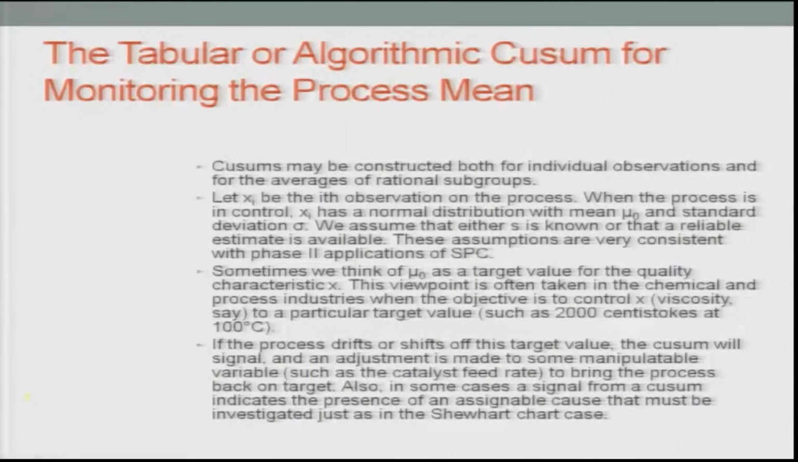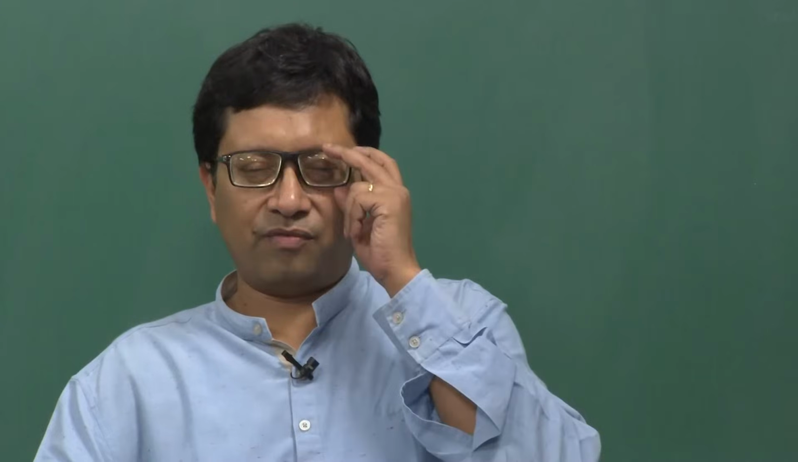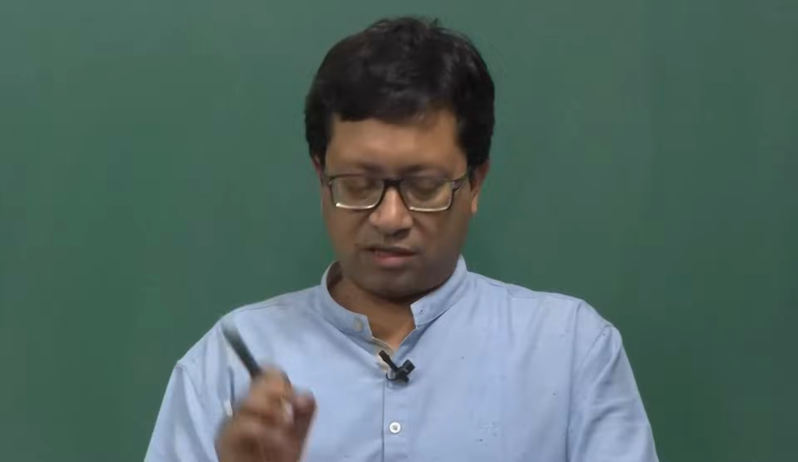Also, in some cases, a signal from a CUSUM indicates the presence of an assignable cause that must be investigated, just as in the Shewhart chart case. So, obviously, if there are assignable causes and that information comes through when you plot the CUSUM charts and there are aberrations, it will tell you that there are assignable causes for which corrective actions should be taken.